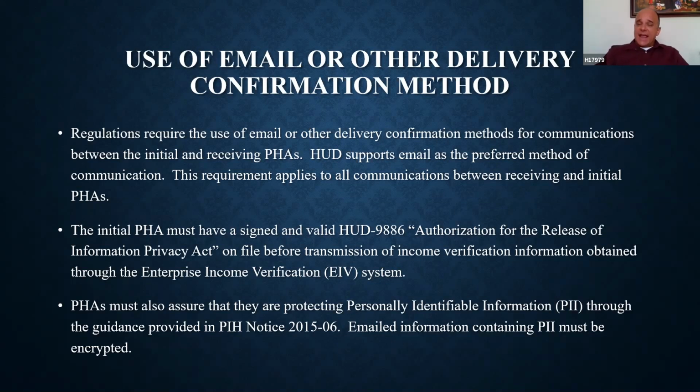The initial PHA, before sending any information to the receiving PHA, must have a signed HUD 9886 on file. This is the authorization for release of information under the Privacy Act. Keep in mind that these forms are only good for 15 months. When a family signs a form, all adult members must sign the form, and from the time that form is signed, it is only good for 15 months. My general recommendation to PHAs is that it runs for 15 months, but you might as well have families re-sign it every year at annual examination. That way you're never having to worry about whether the form is updated or not.